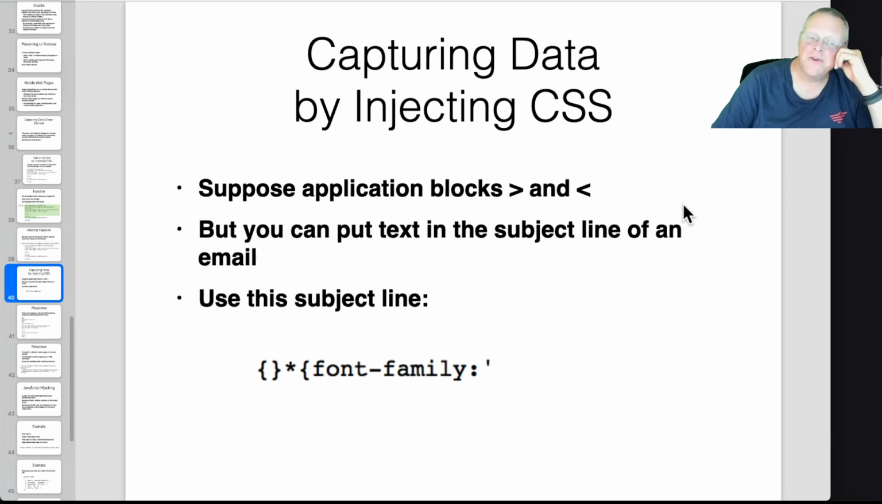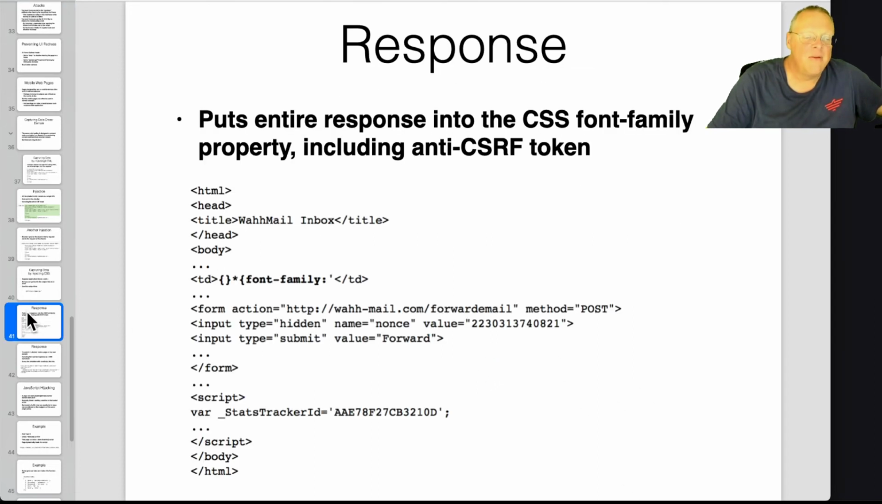All right, you can also do it by injecting cascading style sheets. So suppose I can put in text in the subject line of an email. I can put in this stuff, where it defines a CSS parameter defining the font family, and again, just an opening token. Now it's going to take the content of the data below it. And so here I was able to inject this font family.